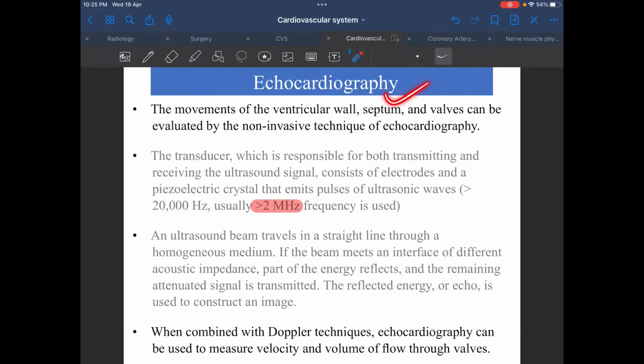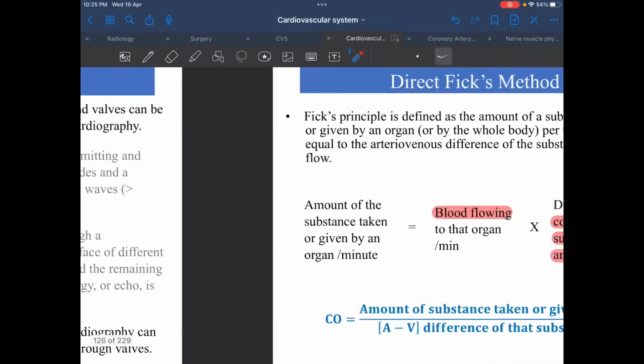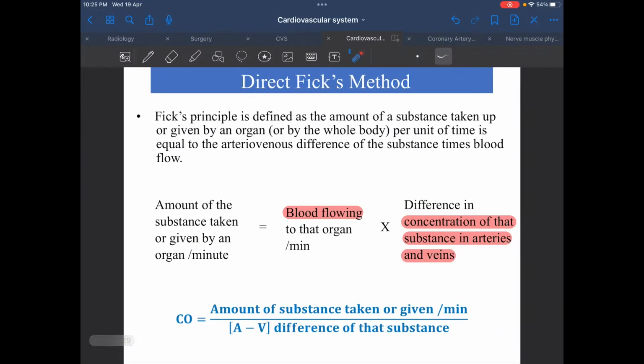So obviously, the first one is echocardiography. I hope that is not a discussion of ours; that's mainly covered in radiology. That's echocardiography. But now, we're going to go to the direct Fick method.